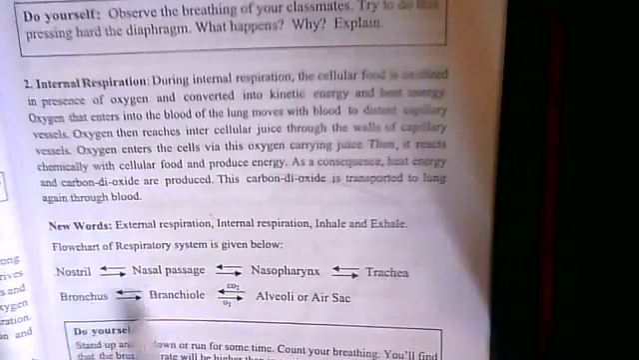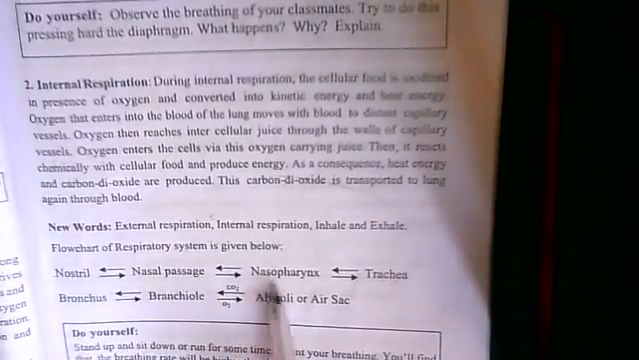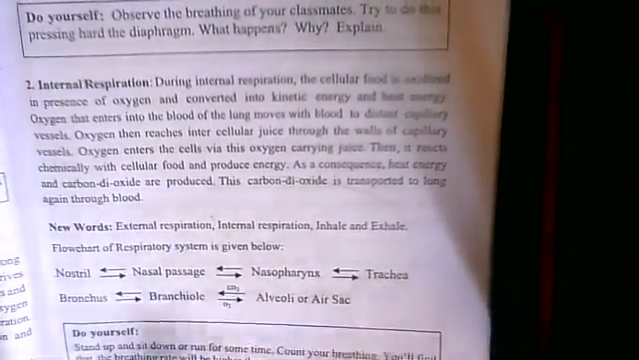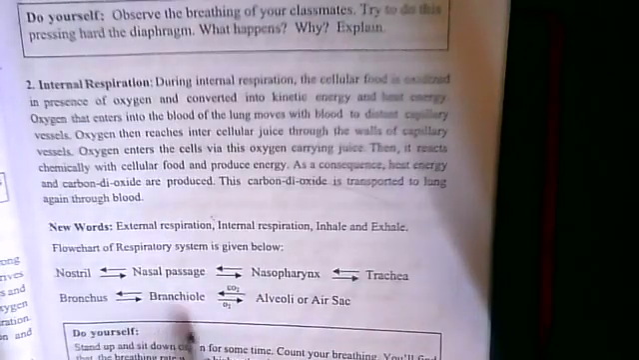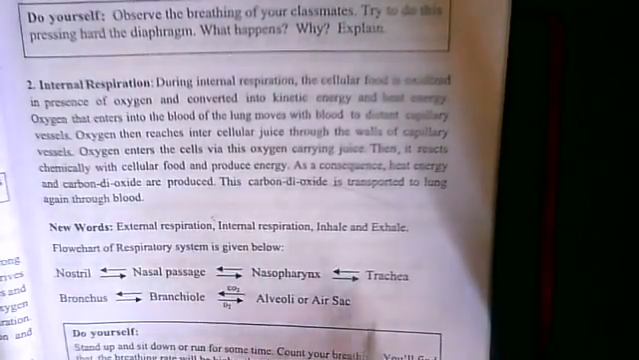Flow chart of respiratory system is given below. Nostril, nasal passage, nasopharynx, trachea, bronchus, bronchiole, alveoli or air sac.